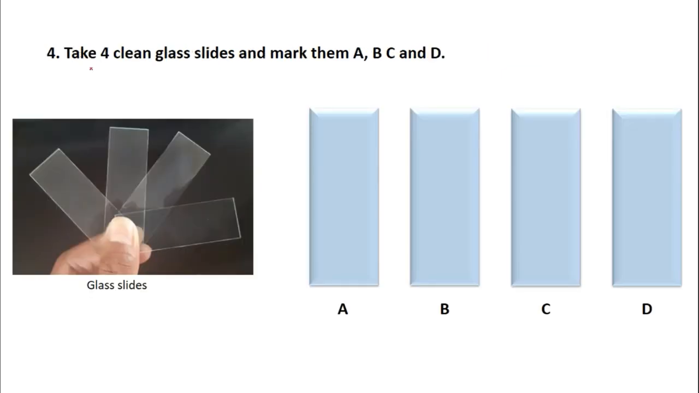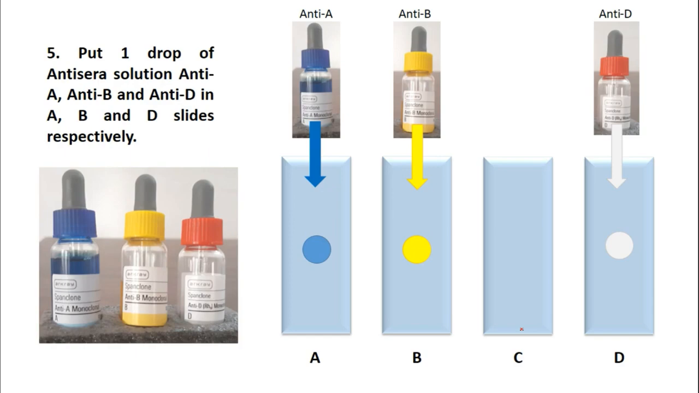Take 4 clean glass slides and mark them A, B, C and D. Here the C is used for the control. Put 1 drop of anti-sera solution anti-A, anti-B and anti-D in slides A, B and D respectively. So put 1 drop of anti-A in slide A, 1 drop of anti-B in slide B, and 1 drop of anti-D solution in slide D.